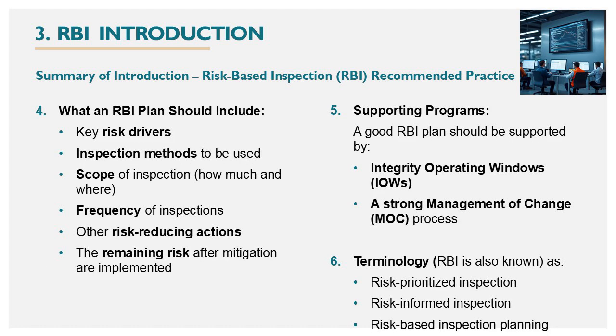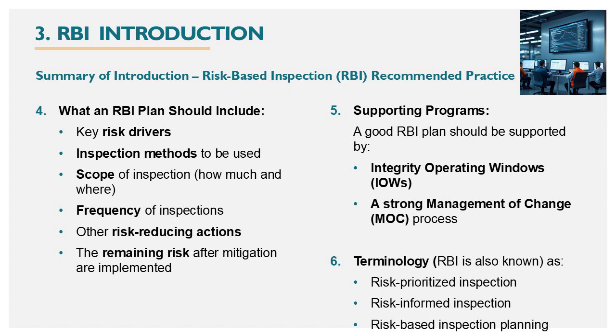Number 4 of RBI introduction is what an RBI plan should include. The first is key risk drivers, the second is inspection methods to be used, the third is scope of inspection or how much and where, the fourth is frequency of inspections, the fifth is other risk-reducing actions. And the sixth is the remaining risk after mitigation is implemented.